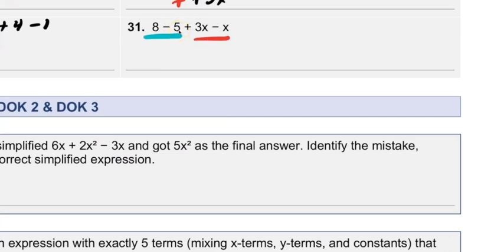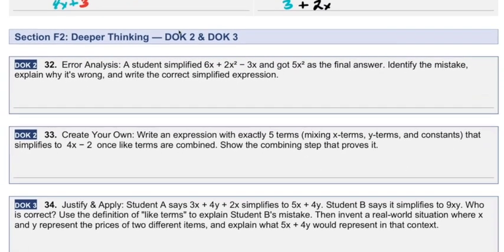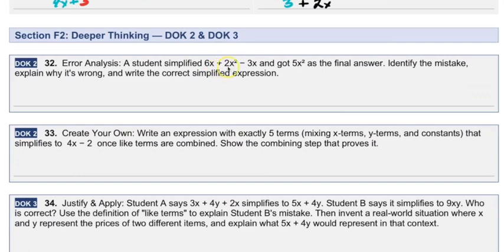8 minus 5 is 3. And we're going to add that to 3x minus 1x. It gets me 2x. There we go. DOK2 again. Error analysis. A student simplified 6x plus 2x squared minus 3x and got 5x as the final answer.